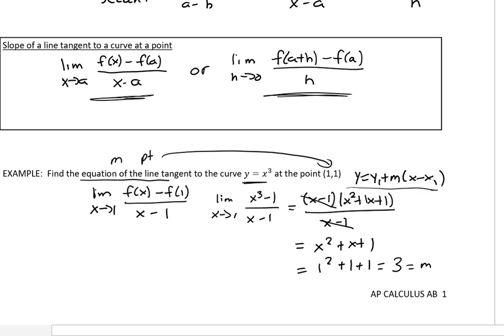Y equals, it's the point 1, 1, so 1 plus 3 times x minus 1. There is the equation to that tangent line.